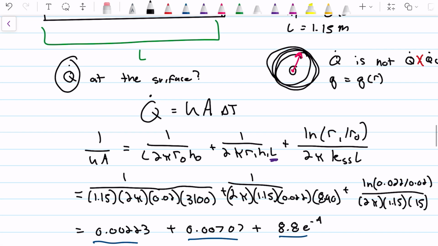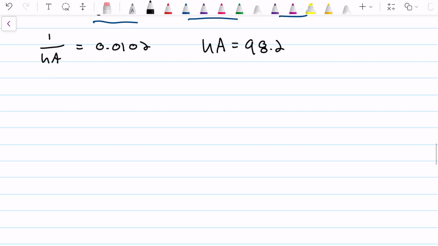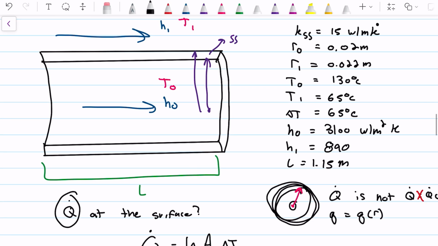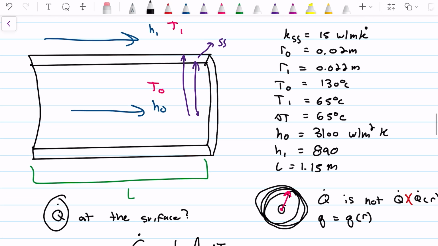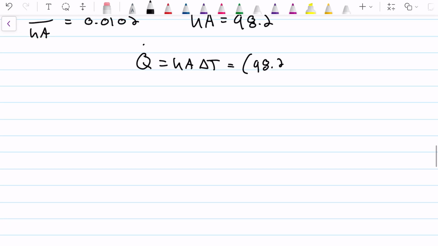So now we can plug this back into this equation. So our total heat transfer at any area is going to be equal to UA delta T, which we know UA is 98.2. And then delta T is 65.